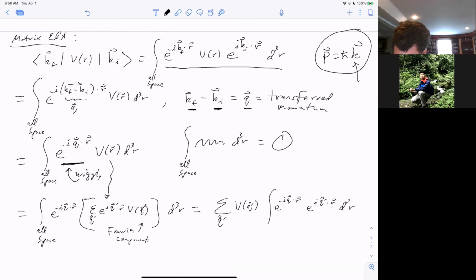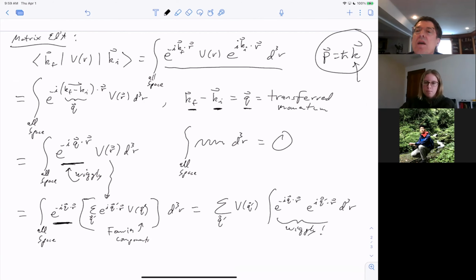Okay, so now I'm basically integrating this Fourier component of the transferred momentum over all the Fourier components of the potential, and it all goes to zero because this is wiggly, right? Except it's not wiggly for one special situation. What is that situation? Tell me. Q equal to Q prime. Say it again. Q equal to Q prime.